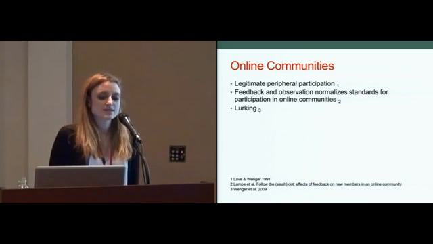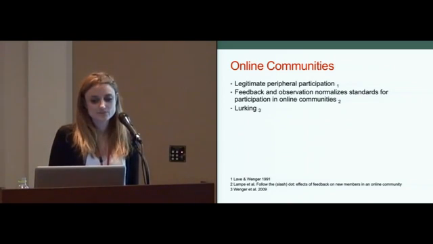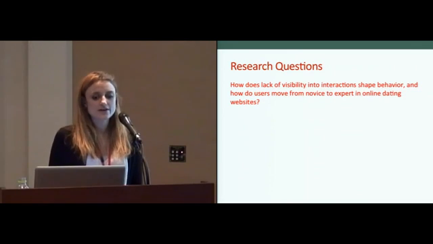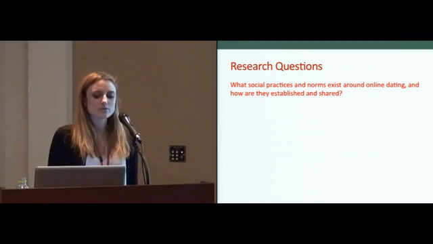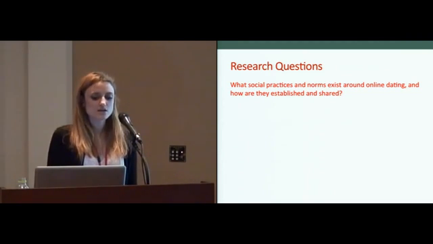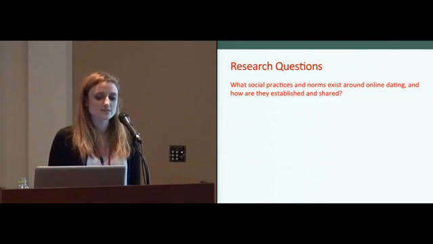So with this knowledge, we set out to answering the following questions. First, we are interested in how a dyadic interaction system plays a part in shaping behavior. And more broadly, this means, how do users understand how to behave on a website if they're only given limited feedback? Second, we wanted to know if social practices and norms exist on online dating websites and systems. And if so, how are they established, considering the lack of feedback and visibility with respect to behaviors?